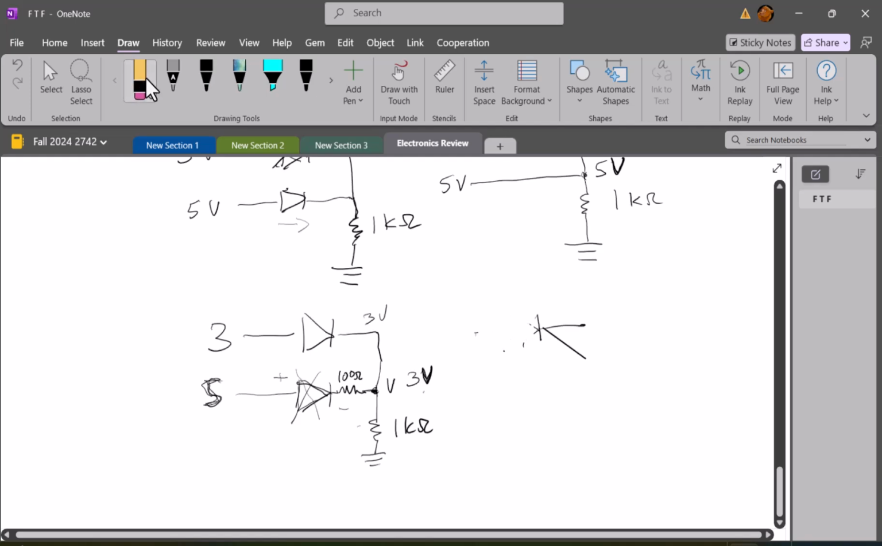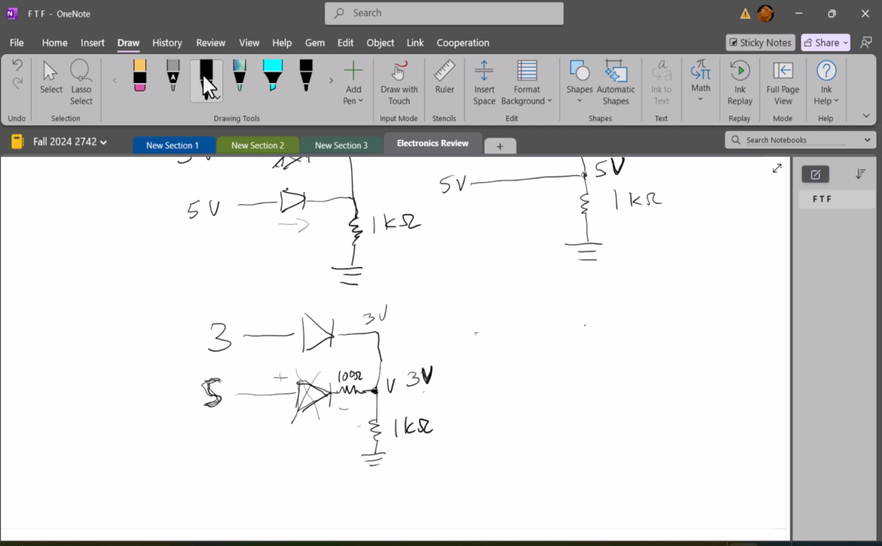I love it when OneNote decides it thinks it knows what I'm supposed to be drawing.